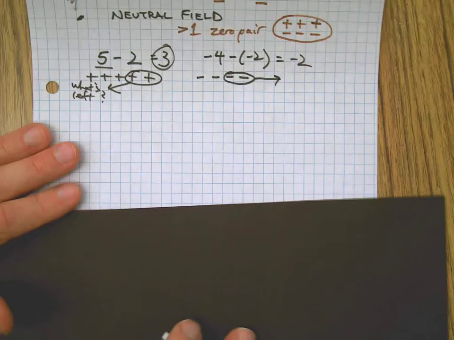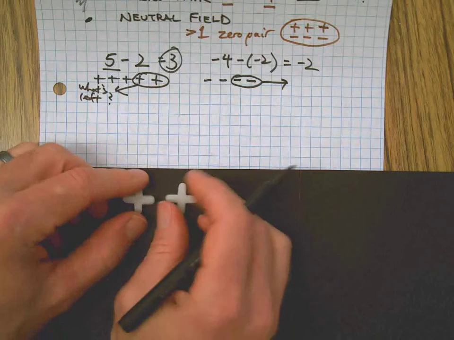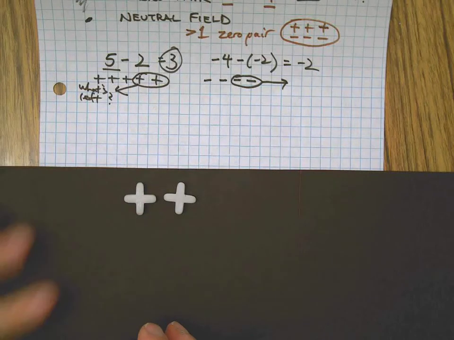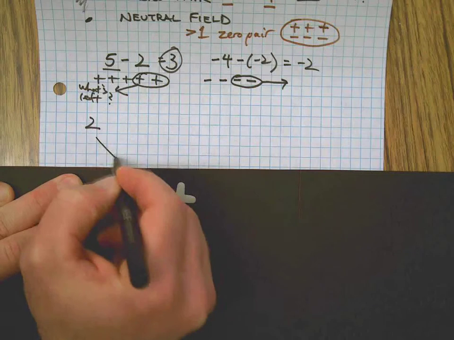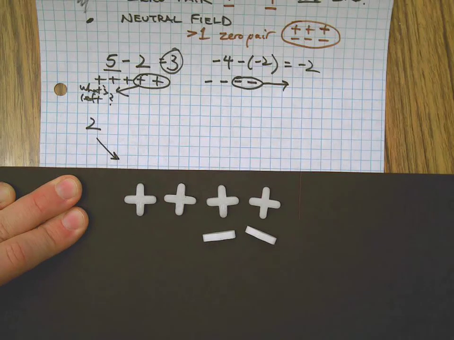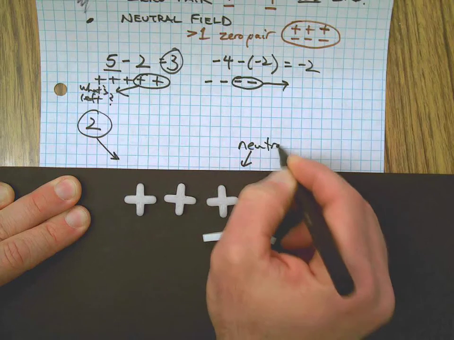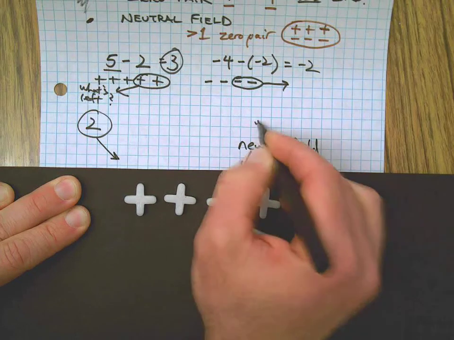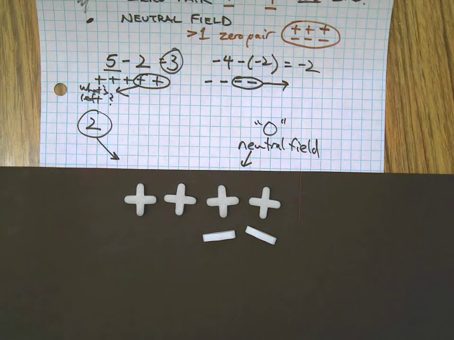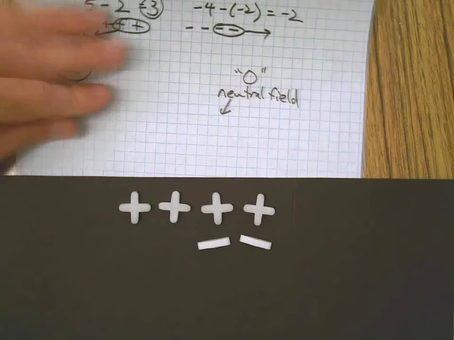Okay, now let's do some tricky ones. First of all, I need you to tell me, what's this? That is 2, right? Now, here it gets tricky. What is that? Well, it's still 2, right? All I did was add a neutral field. Neutral field just means that's 0. So this is 2 plus 0. This is still 2. It just looks different. Okay, this becomes very important here in just a second.